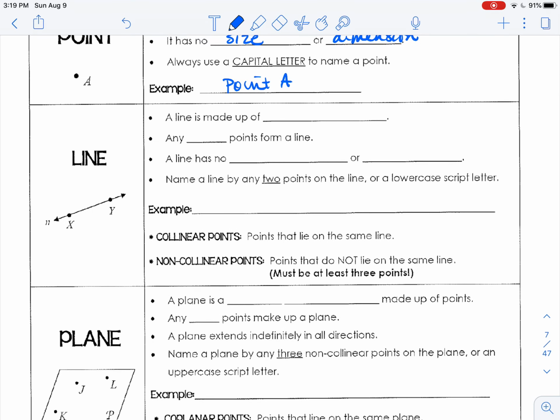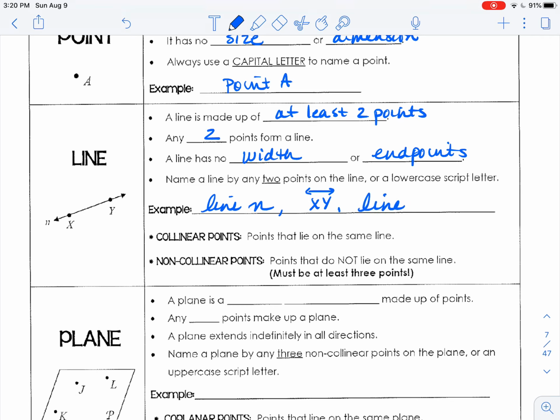A line is made up of at least 2 points. It may have more identified on that line. Any 2 points form a line. A line has no width or endpoints. We can name a line by any 2 points on the line or a lowercase script letter. For this example, we can name it line N. We can name it line XY. And remember, it goes on forever. Or we can just write out the word line XY.